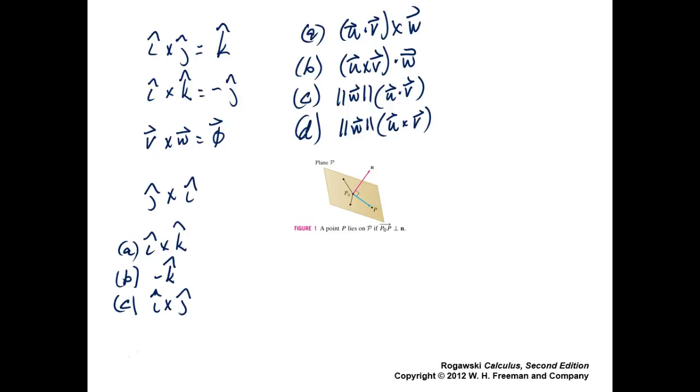Negative j. Not the same as that. What would be i cross j? Positive k. So these can't be the same because they're opposites of each other. This is the answer, because they're actually two different vectors. Okay, so only B.